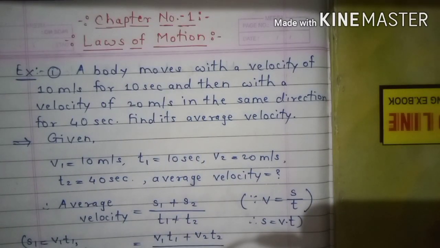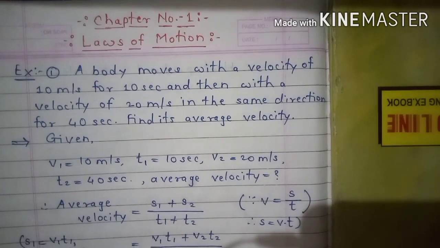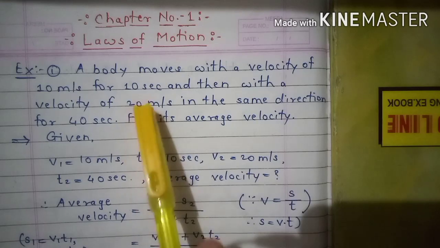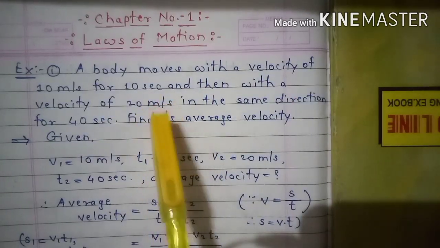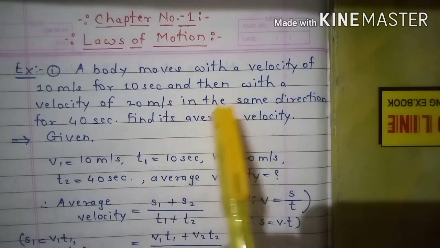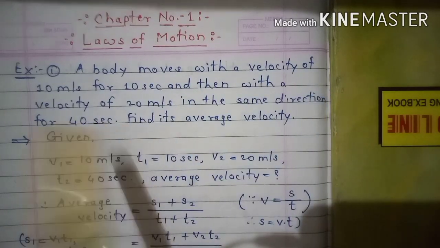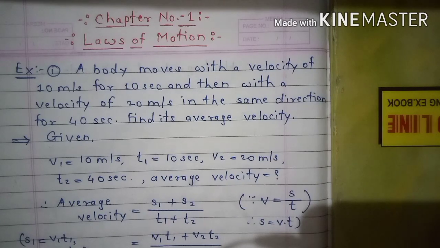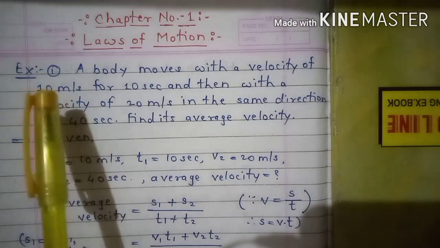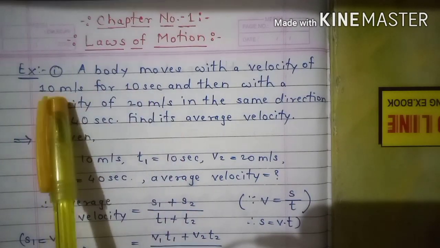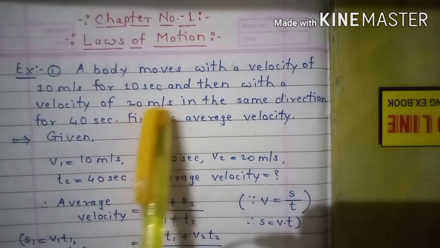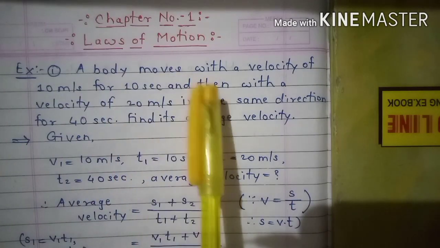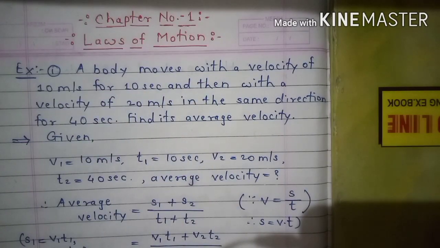Example number 1. A body moves with a velocity of 10 meter per second and then with a velocity of 20 meter per second in the same direction for 40 seconds. Find its average velocity. Now, in case of this example, children, when we look, we will understand there are two velocities given, that is 10 meter per second and 20 meter per second, and two times are given for these respective velocities.